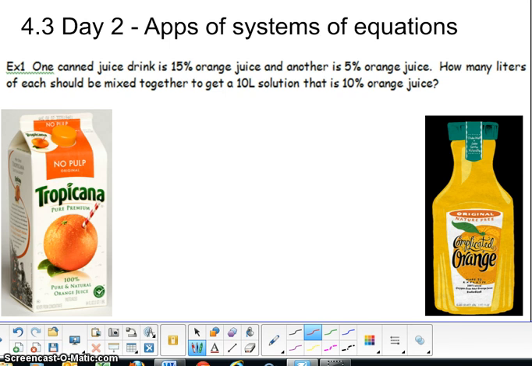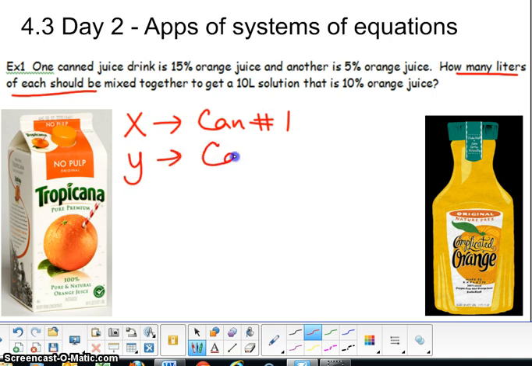So the best way to understand any kind of application is to understand the problem. So make sure you look at that last sentence. They're asking for how many liters of each should be mixed together. So that's going to tell you what your variables are going to be. So we'll have X be can number 1, and Y is going to be can number 2.